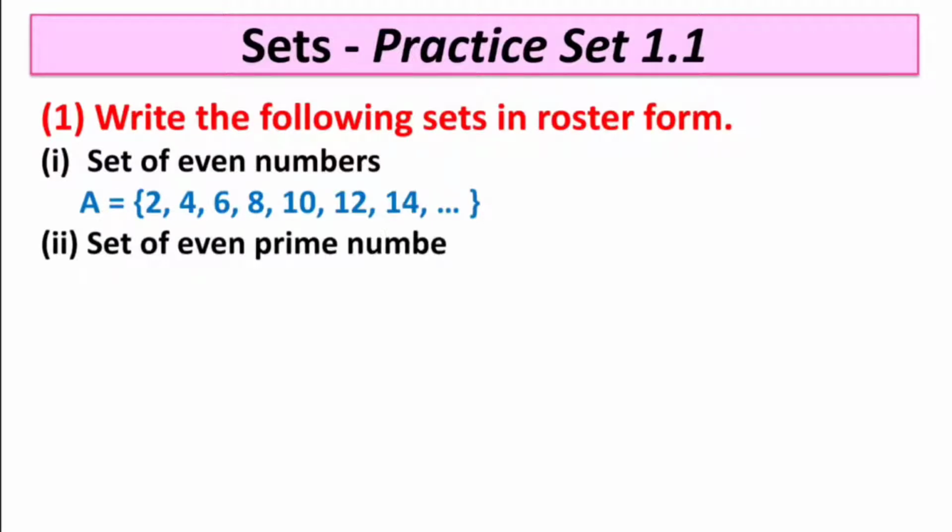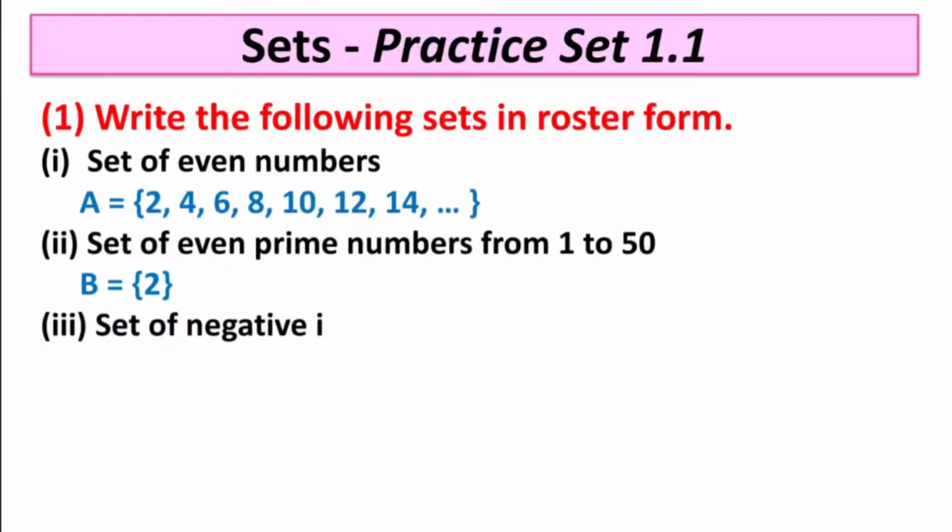The second problem is the set of even prime numbers from 1 to 50. The prime numbers are 1, 2, 3, 5 and so on. But there is only one even prime number and that is 2. So P equals {2}. All other even numbers are multiples of 2, so there is only one even prime number.